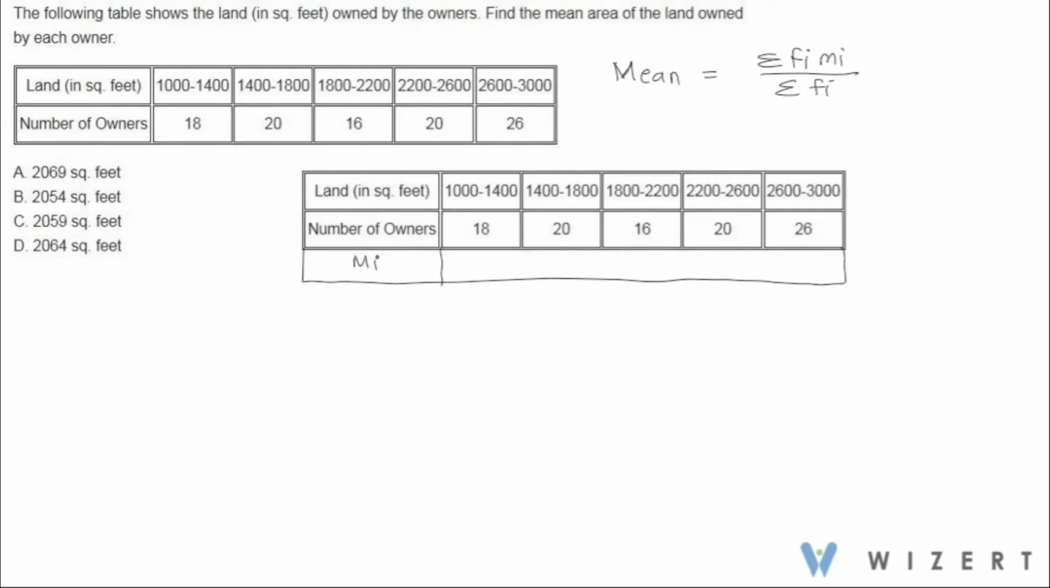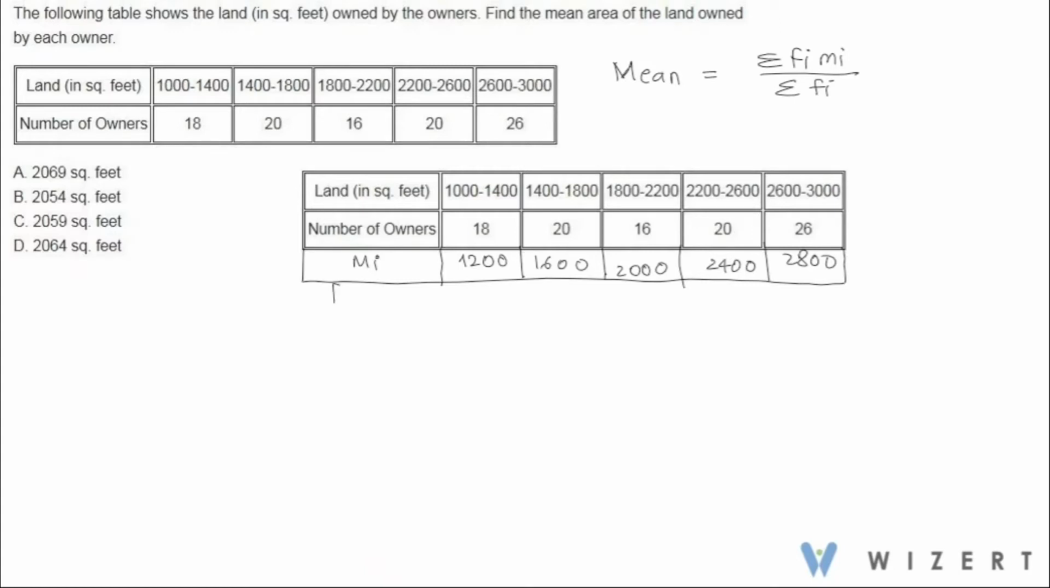So 1000 plus 1400 is 2400, and 2400 by 2, we get 1200. 1400 plus 1800 is 3200, and 3200 by 2 is 1600. Similarly, this will be 2000, this will be 2400 and this will be 2800.